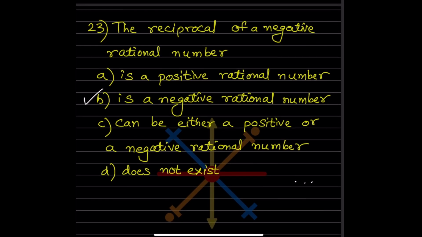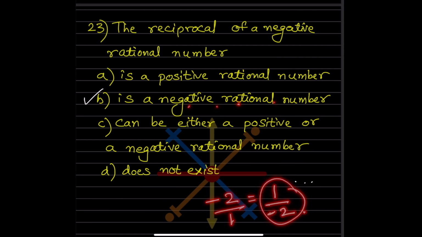Now, the reciprocal of a negative rational number. Any negative rational number, suppose we have minus 2. The reciprocal is also going to be flipped over, so that will be minus 1 by 2. It means that it will be a negative reciprocal. This is a negative rational number. Hope this is clear. So B is the right option.